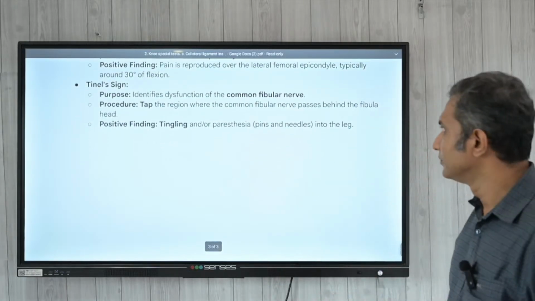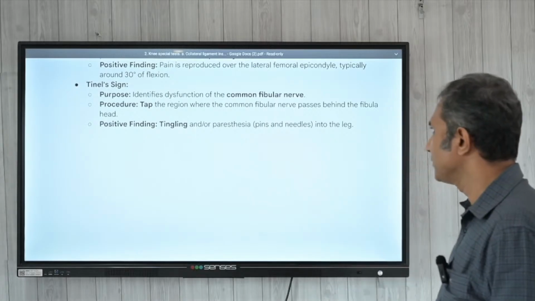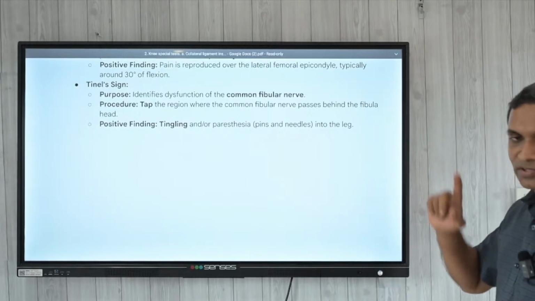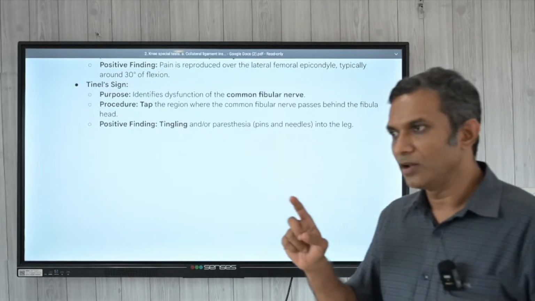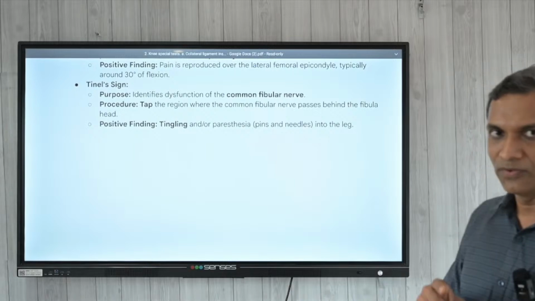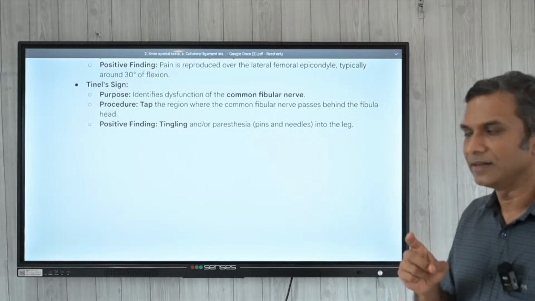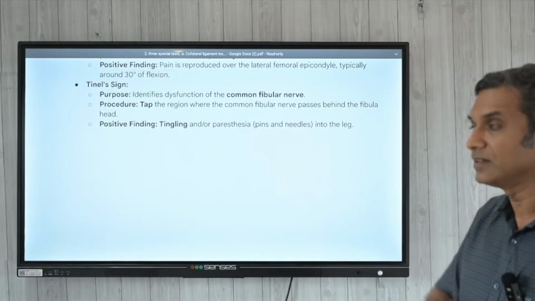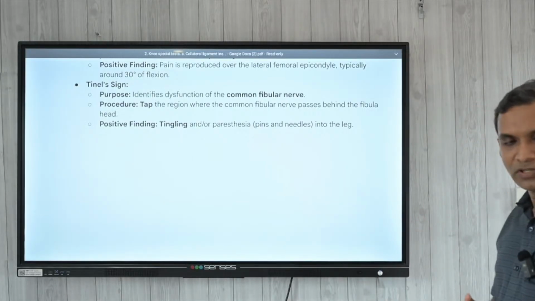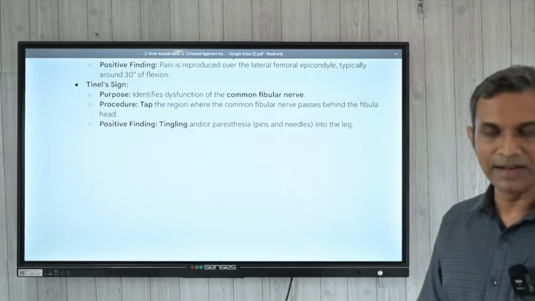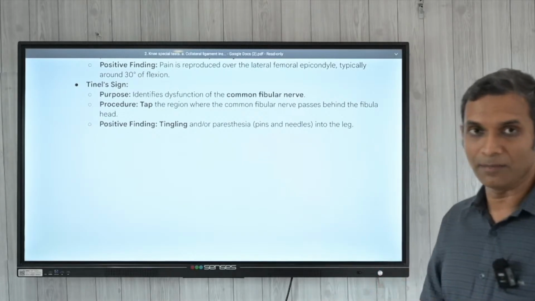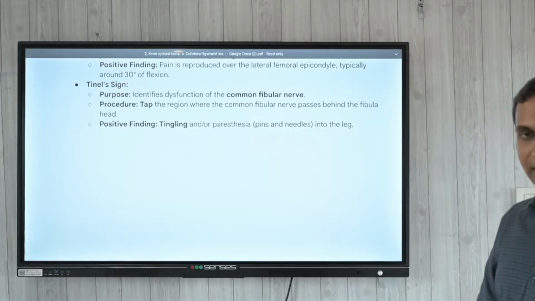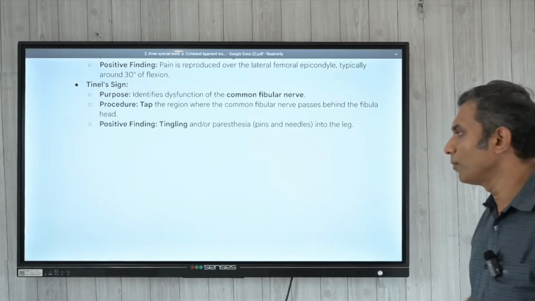Tinel sign commonly checks for dysfunction of the common fibular nerve. We know that the common fibular nerve passes around the neck of the fibula. So the therapist taps in the direction of the fibular head, precisely behind the fibular head. A positive sign indicates the presence of tingling or paresthesia. If a person complains of tingling or paresthesia, that shows the Tinel sign is positive for the common fibular nerve.